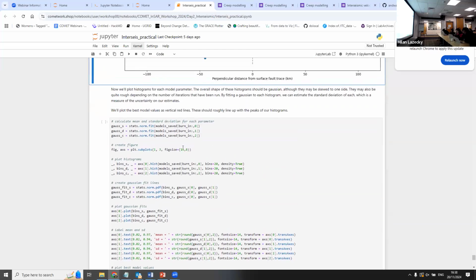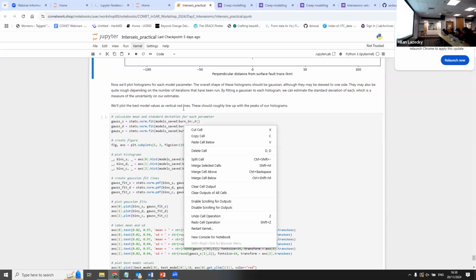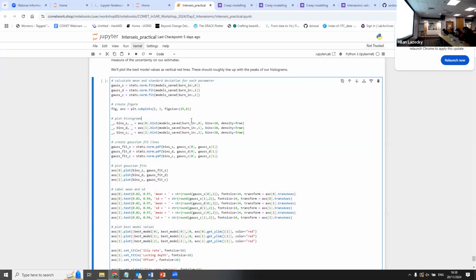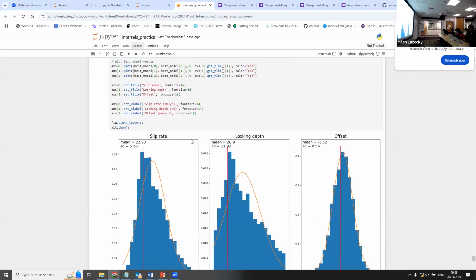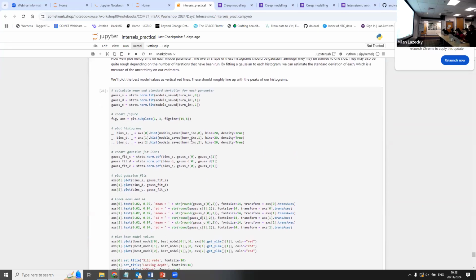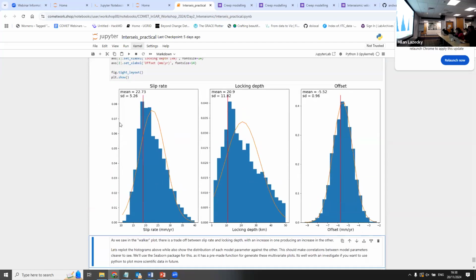Now, we can also plot other things related to this modeling. This will show you the histogram for each model parameter. For each, you can get the histogram for slip rate, locking depth, and offset. You can see the distribution of the models. Most likely it's close to a Gaussian distribution, but it's not a pure Gaussian distribution from these figures.